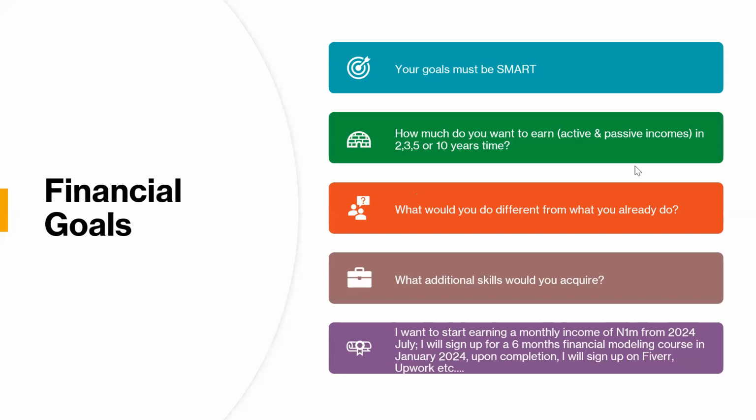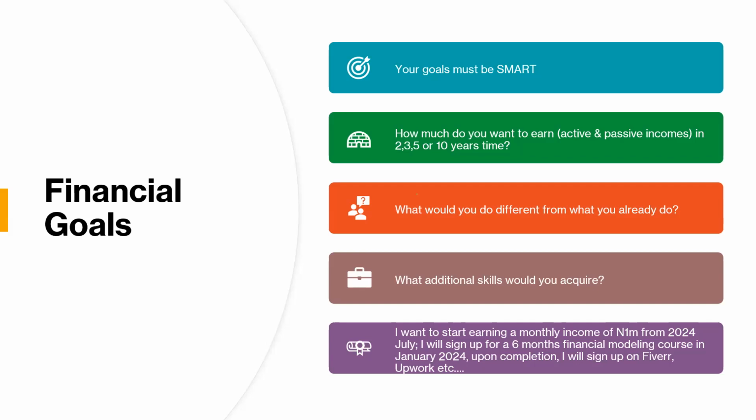Then you look at what you would do differently. What additional skills do you need to acquire? For example, and I've given an example: I want to start earning a monthly income of 1 million from July 2024. I will sign up for a 6-month financial modeling course in January 2024. Upon completion, I will sign up to Fiverr or Upwork.